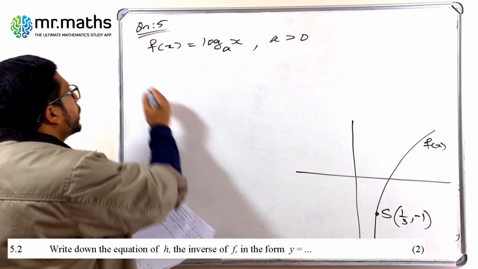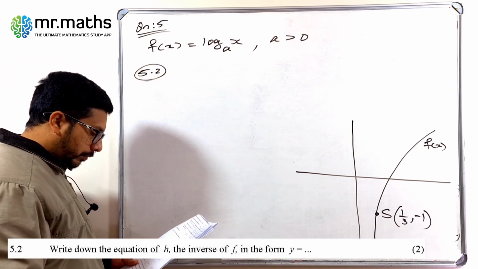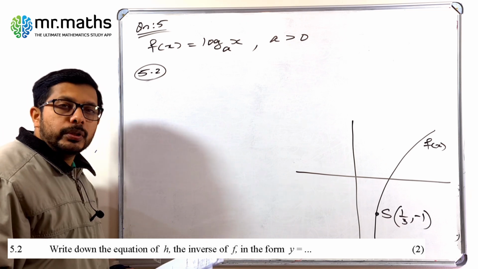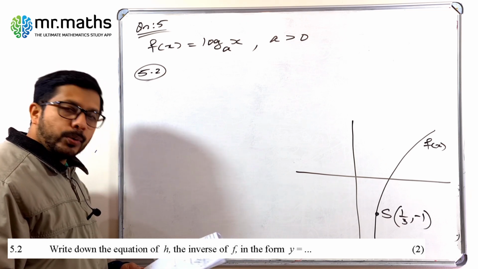Question number 5.2. What is question number 5.2? Write down the equation of h. Oh, there is a new equation h. And what is that h? The inverse of f in the form of y is equal.